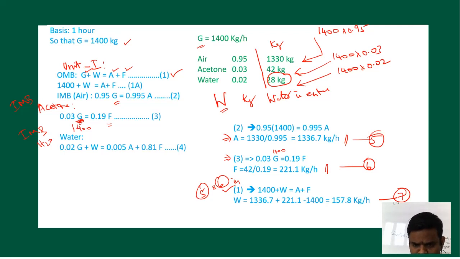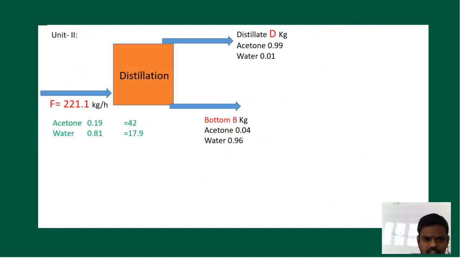Now moving on to unit number 2, whatever F value we have determined here as 221.1 kg per hour, that is the feed to unit number 2. So we are concentrating on unit 2 now. From the unit 1 individual material balance, we got F equal to 221.1 kg, and the composition is given: 19% acetone, 81% water. You can calculate 0.19 into 221 is 42 and 0.81 into 221 is 179 kg. So 42 kg and 179 kg are the amounts of acetone and water present in this system.